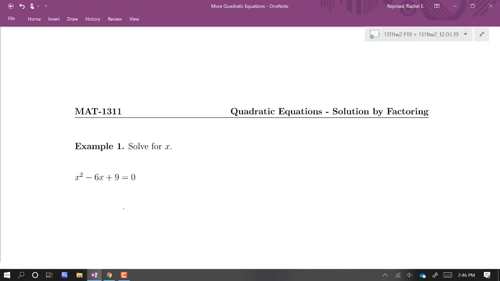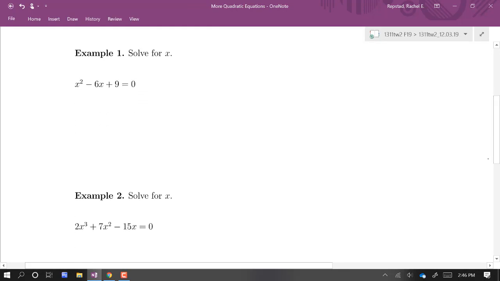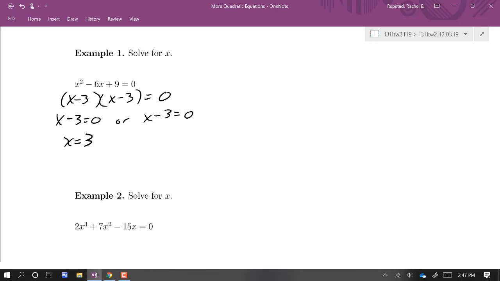So, in the first example, that's a quadratic already set equal to 0, ready for us to factor, right? So how does this factor? x minus 3, x minus 3. Now when we invoke Theorem 7, we find that either x minus 3 is 0 or x minus 3 is 0. What's our solution? x equals 3 or x equals 3, so we get one solution. This is the way in which we get a single solution: if you factor it and get 2 of the same factor, that's an example of a quadratic that will have just one solution.